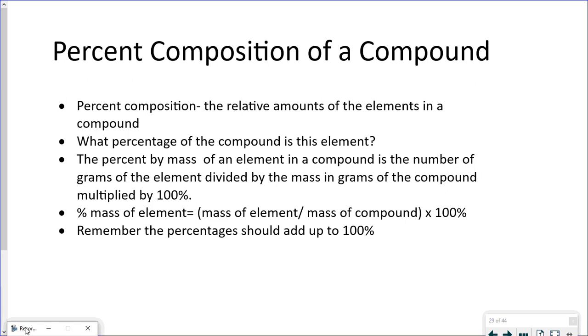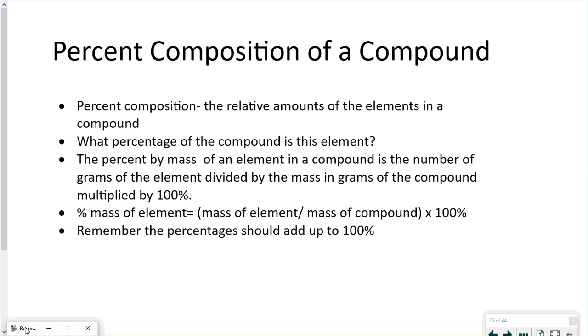Hey guys, we are going to be continuing with our mole unit this week and then heading into stoichiometry. The first thing that we're going to do: we've learned all of our basic conversions, but other things with moles is actually figuring out the formulas and stuff like that. One thing we're going to be dealing with is percent composition of a compound.